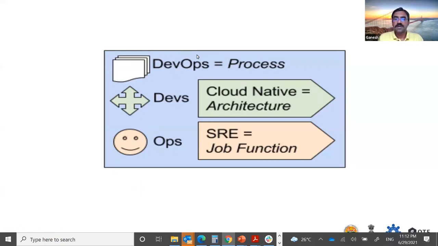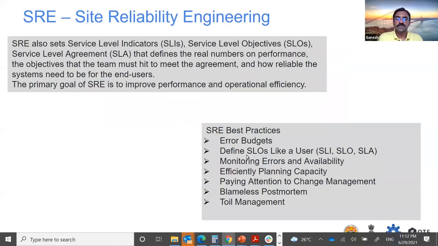Now, in the third topic, as I was talking about DevOps, if you look at it, this is a split world, right? One is the development, dev, and then the operations. Development is more into the cloud native architecture in today's world, and operations is getting into an SRE mode, which is a job function, site reliability engineering, right? So let me talk more about this DevOps and site reliability engineering. What is this SRE, right?